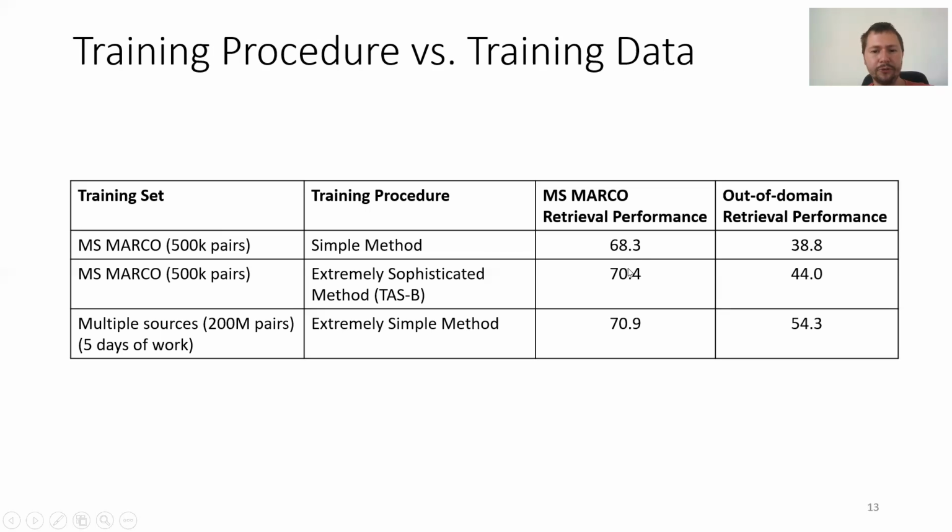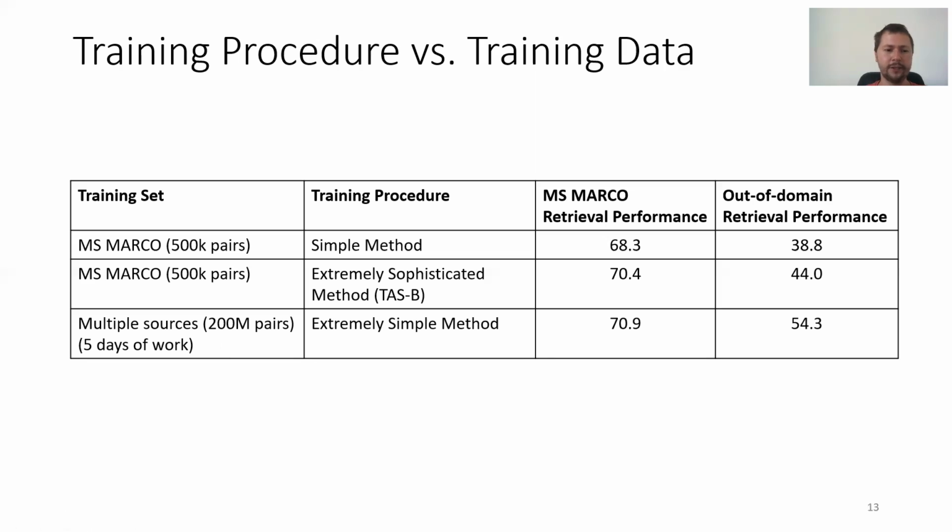We see a small improvement on the MS-Marco dataset in domain by 0.5 points. However, we see a big improvement out of domain by 10 points. So for this particular example, it was a lot easier to get the larger dataset than to create this more sophisticated training method.